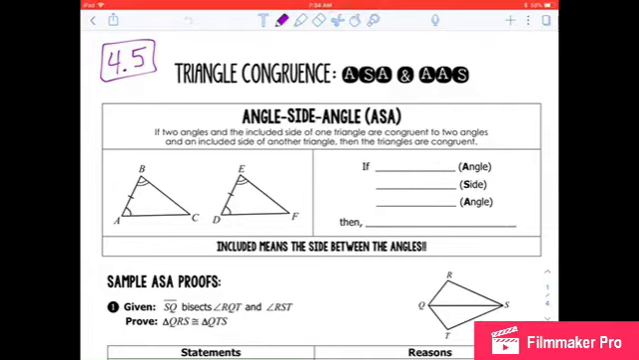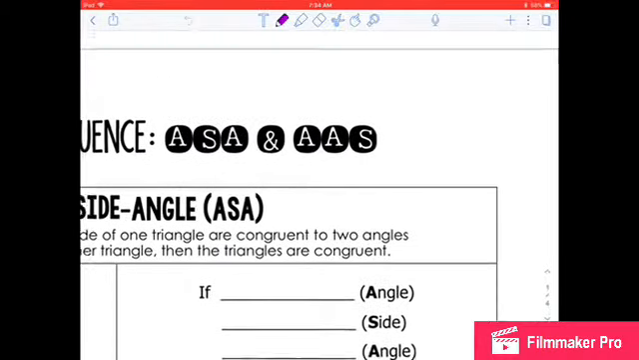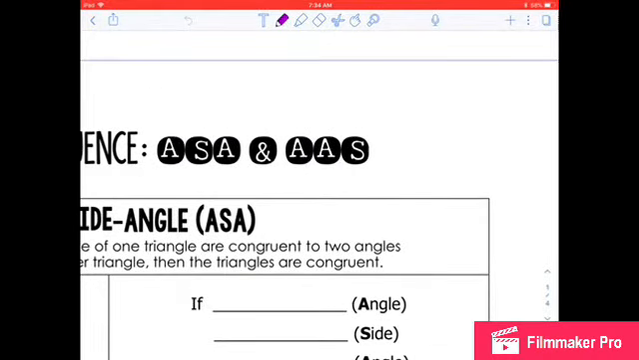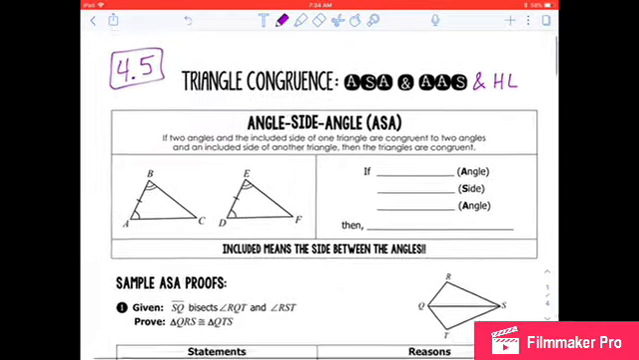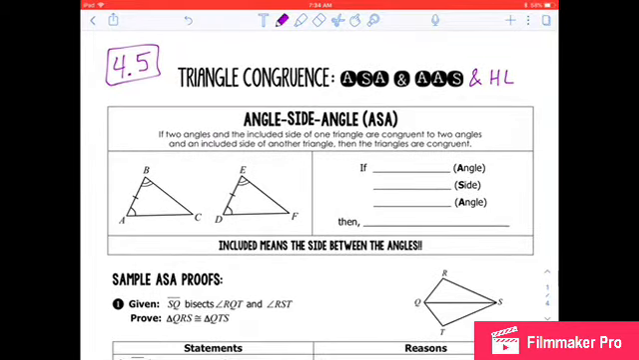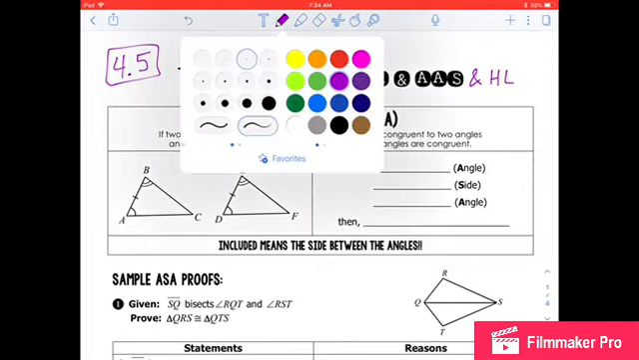All right, geometry. We are moving on to the next section here, 4.5, which is talking about a few more ways to prove that triangles are congruent. We have two: angle, side, angle, and angle, angle, side, and the last one is HL, which means hypotenuse leg. Hypotenuse leg specifically deals with right triangles, okay?